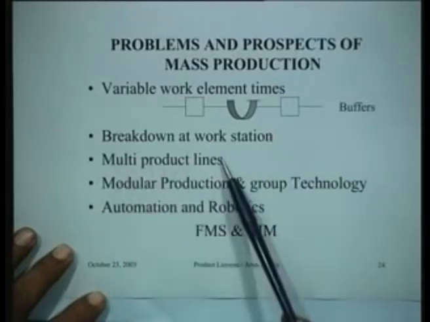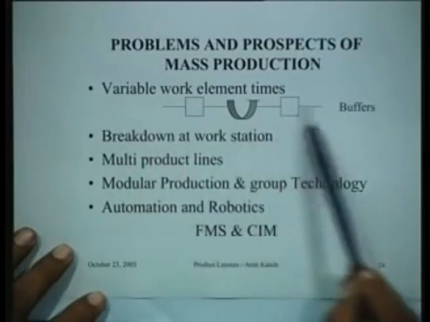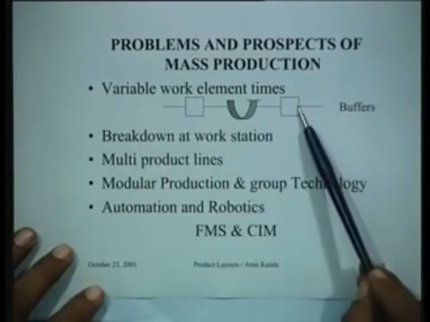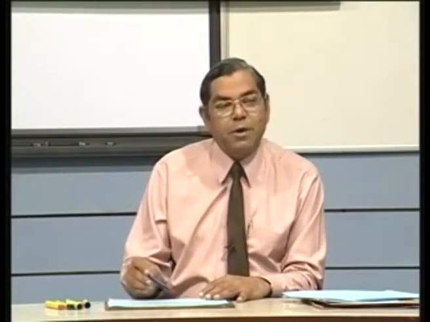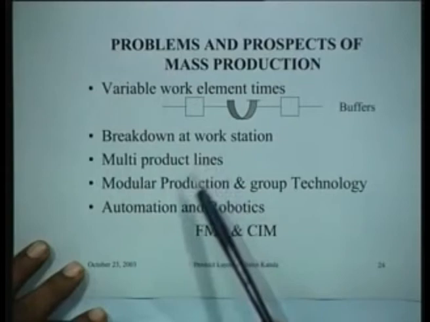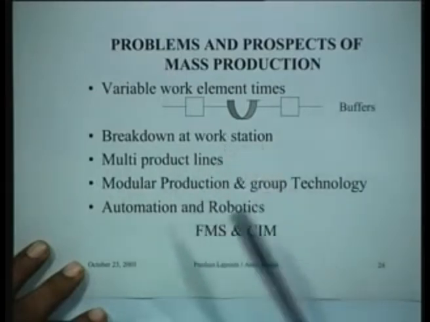There could be multi-product lines. That means the same line can produce multiple products. This can happen. For instance, in Maruti Udyog, the same line can produce a Maruti 800. It can also produce a Zen, because what they do is they change some operation, and then it can be done. So designing multi-product lines means that you can handle the same thing.